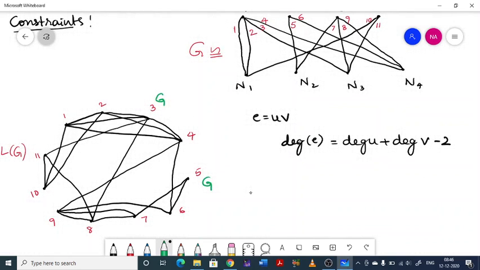Now 6 cannot be green because it is adjacent to 5. 7 can be green. 8 cannot be green because it is incident to 3 and 7 here. 9 cannot be green, again here it is adjacent to 7, that is green, so this cannot be green again. 10 can be green, 11 cannot be green.